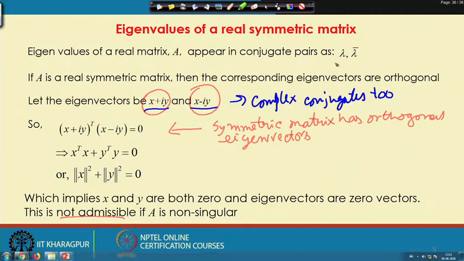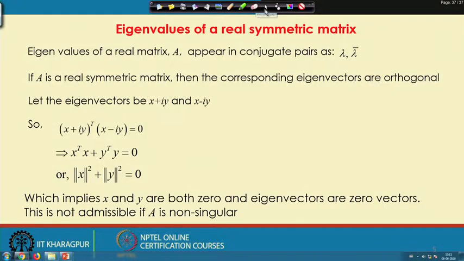Therefore, we cannot have complex conjugate pairs as the eigenvalues of A. If there is one complex number as an eigenvalue of a real symmetric matrix, it has to have another complex number. So, the only possibility is that these eigenvalues are not complex numbers. Eigenvalues must be real numbers, therefore, there is no question of having complex conjugates as the eigenvalues of A.